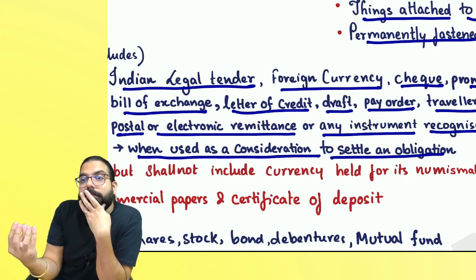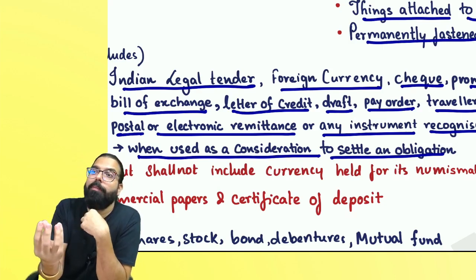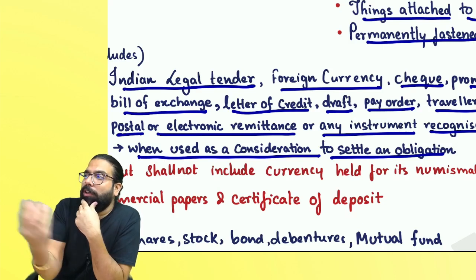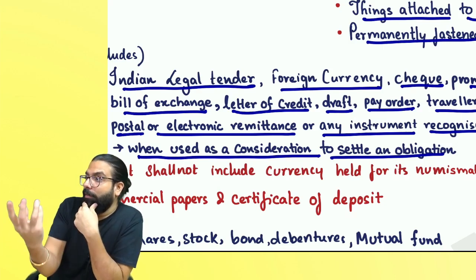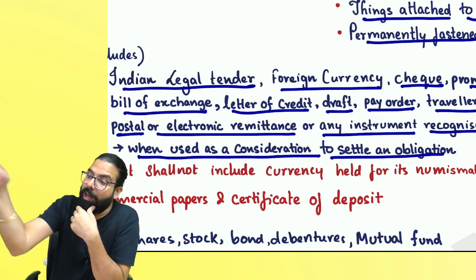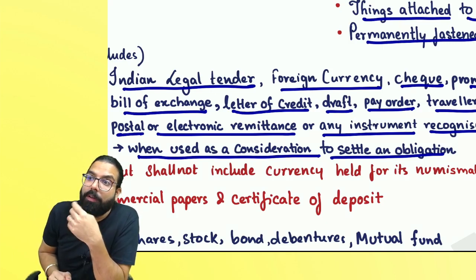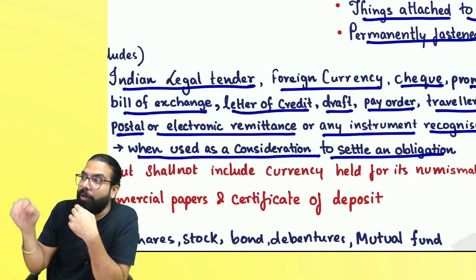But Reliance launched its own currency. Reliance launched some Lakshmi coin, okay, which can be used to settle an obligation and RBI recognized. Now what will happen? It is money. Are we clear, everyone? Did you guys get it?